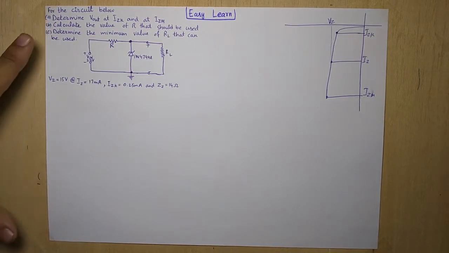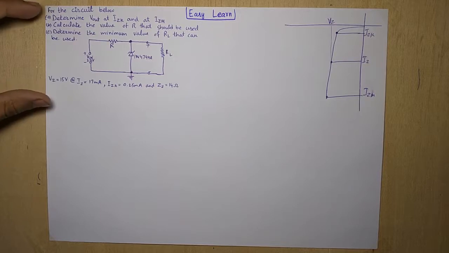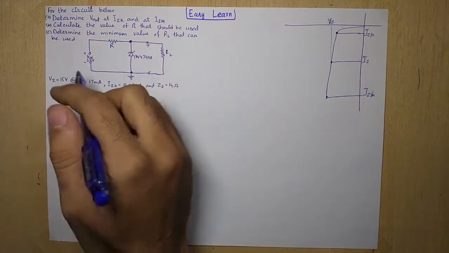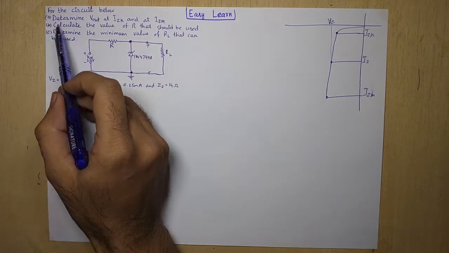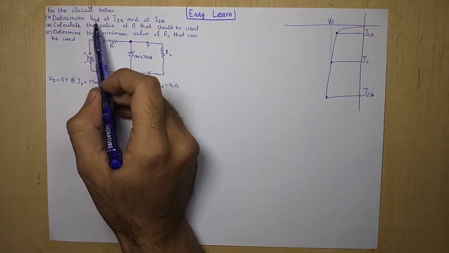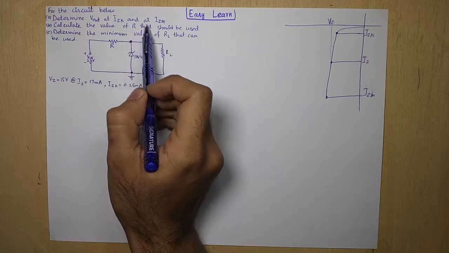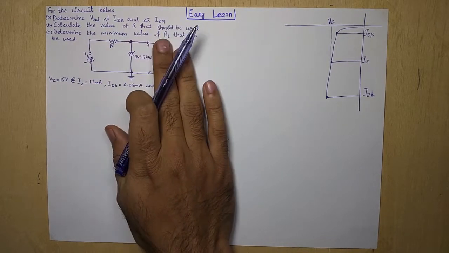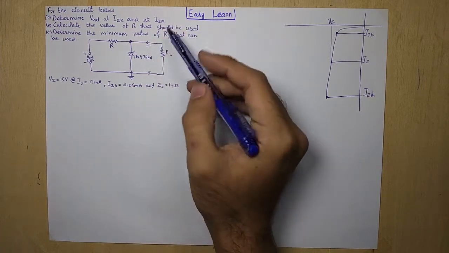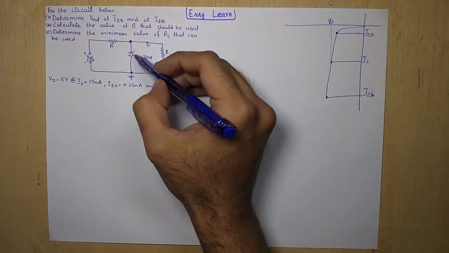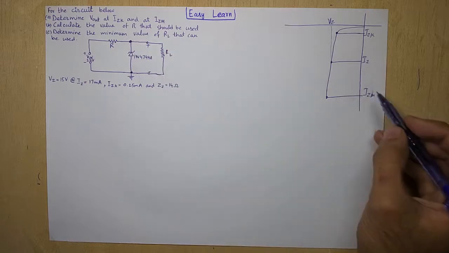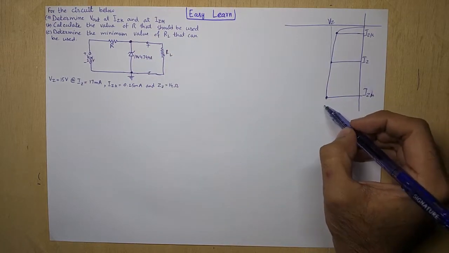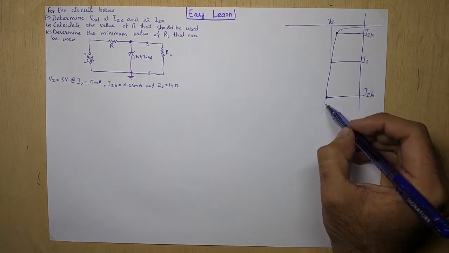Okay, first of all, let's focus on the statement of the question. What does the question basically demand? First of all, we have to determine the V output at IZK and at IZM. We have to calculate the V output voltage when there is no load. When there is no load, it is the situation that the maximum current will flow through this diode, and this is the point. After that, if we go further, then our regulation will be lost.